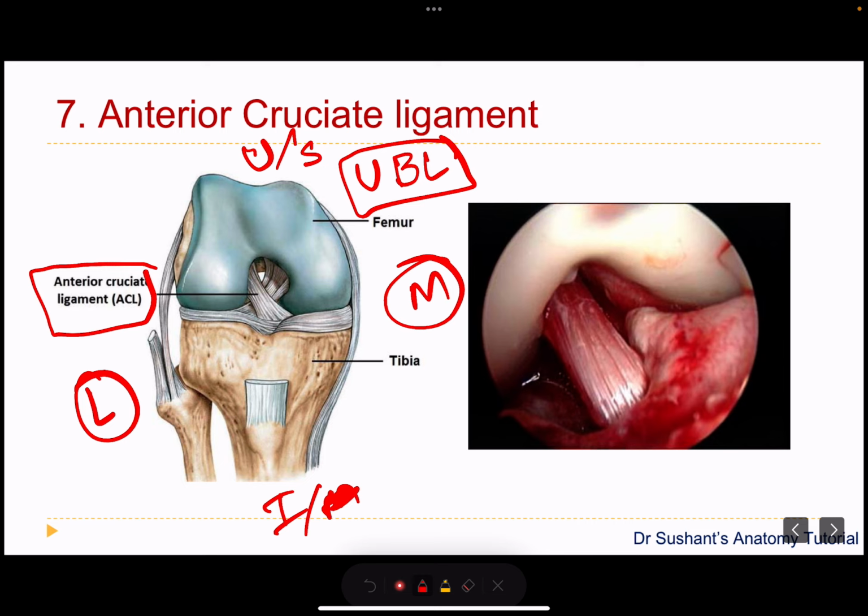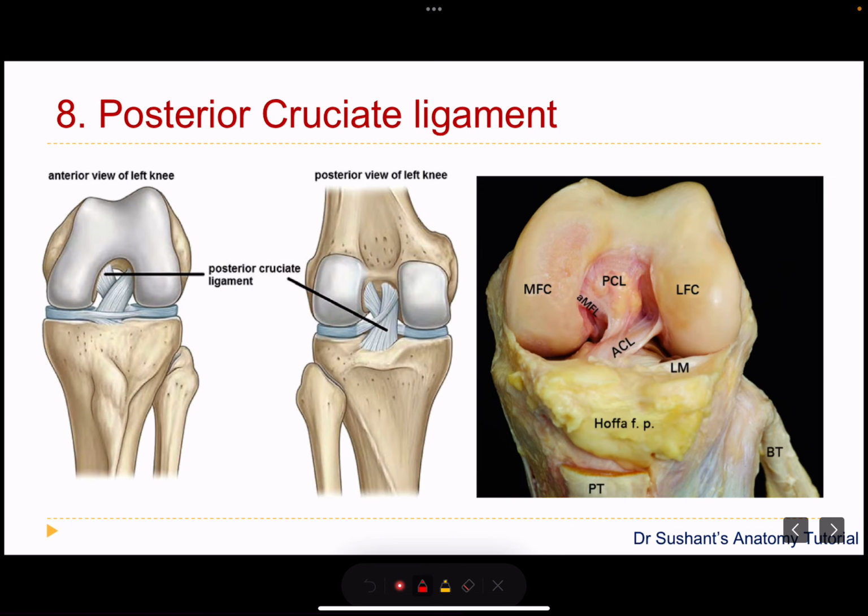Above, it is attached to the medial surface of the lateral condyle of the femur, the posterior superior part of the medial wall of the lateral condyle. So that's the attachment of the anterior cruciate ligament above, which is attached to the medial surface of the lateral condyle. See, this is the lateral condyle, so this is the medial surface. All right, so that's the anterior cruciate ligament. Similarly, we have the posterior cruciate ligament.